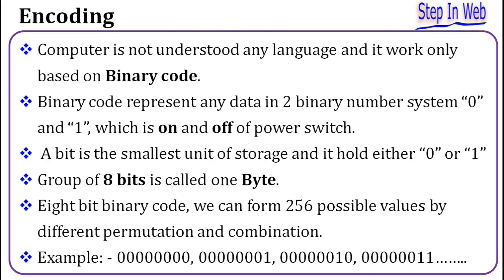But we can form 256 possible values by different permutations and combinations of an 8-bit binary code. So after that, ISO developed the encoding system for the 256 character set. For example, if all 8 digits are 0, it is the starting point, and incrementing one number at the last digit gives one character. Like that, with permutations and combinations, we can make a maximum of 256 combinations from 8-bit bytes.